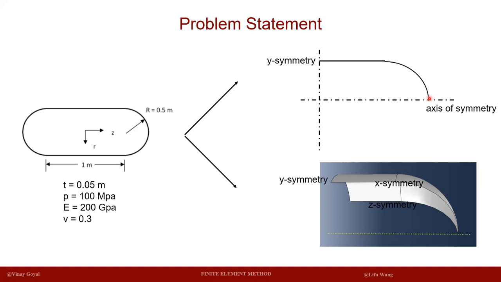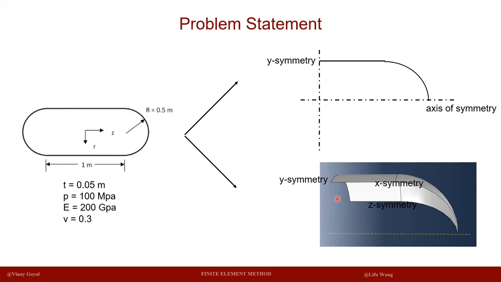The axis of symmetry is in the center, and we only look at the cross section of this thin wall pressure vessel. It will be a quarter of a circle plus a straight line. We are going to apply the Y symmetry in the middle of the tank. So the length of the straight line is 0.5 meters, and the radius of the circle is also 0.5 meters.